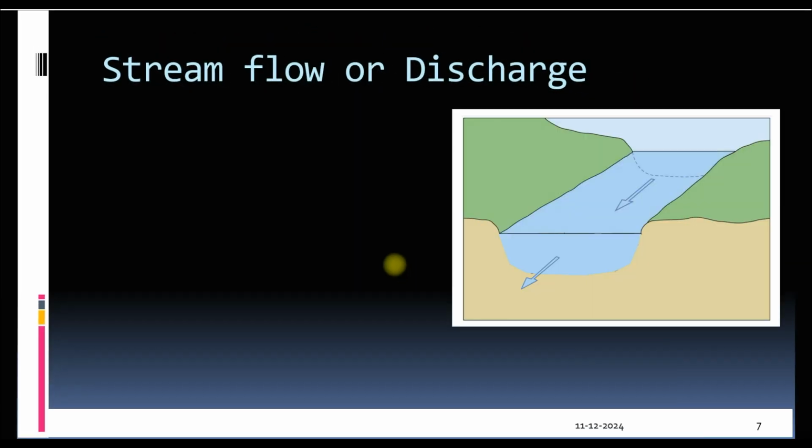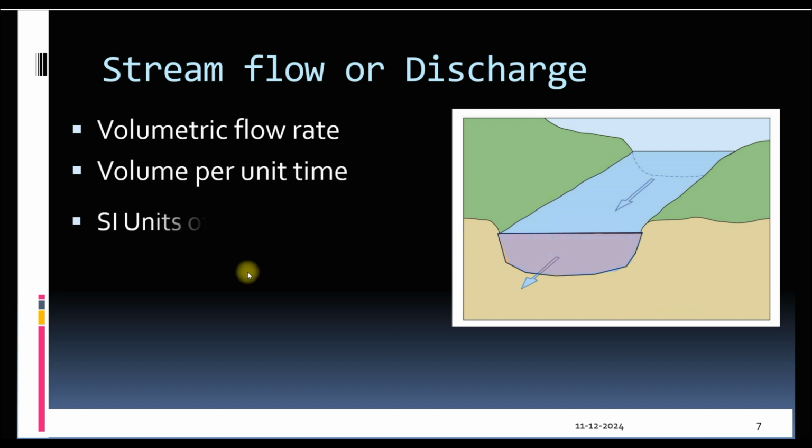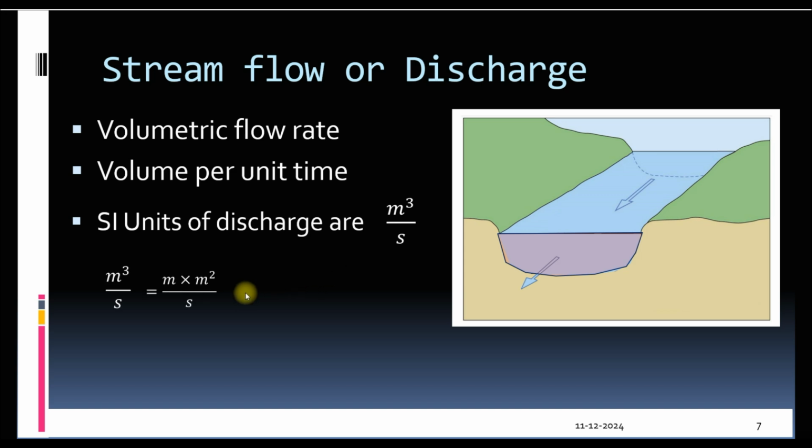Consider this river reach whose cross-section is visible. We need to find discharge in this river. Discharge, we know, is a volumetric flow rate or volume per second. Therefore, the SI unit of discharge is meter cube per second. We can split cubic meters into meters and square meters, which can be further rearranged as velocity units, that is meter per second, and area units, that is square meters. So discharge can be written as velocity into area.